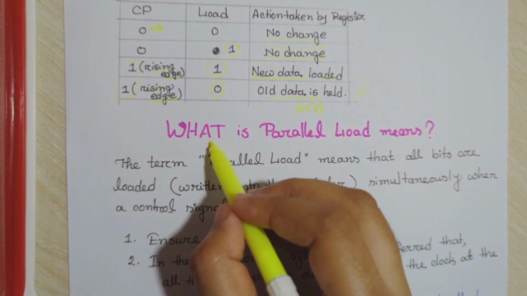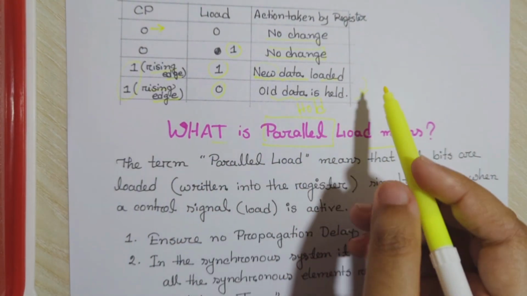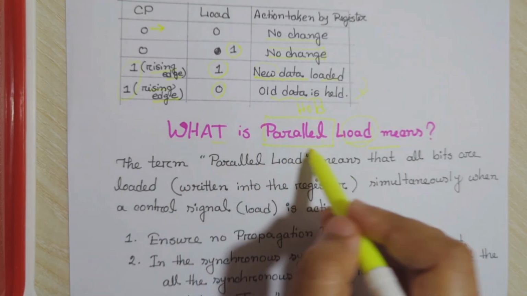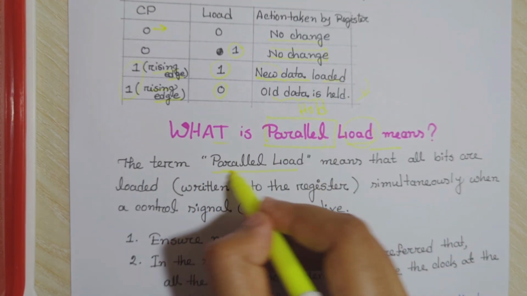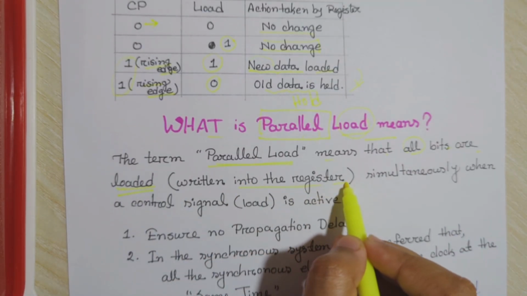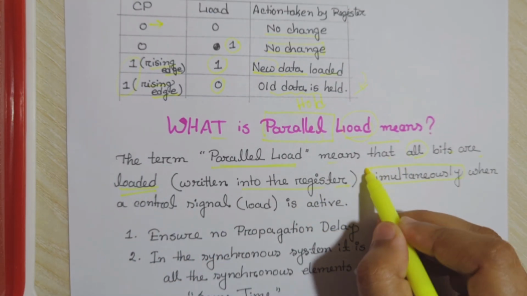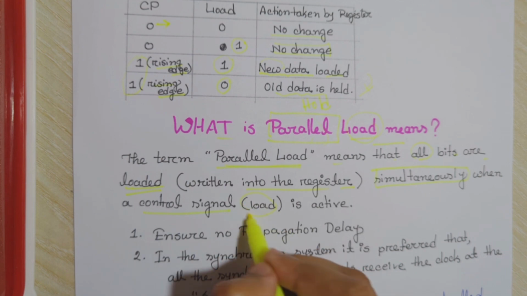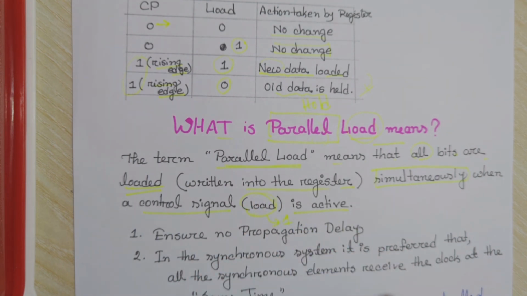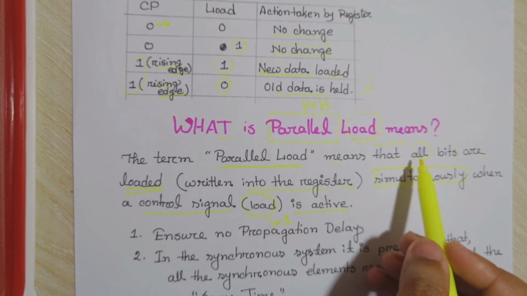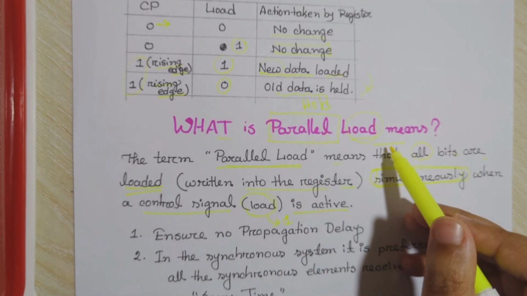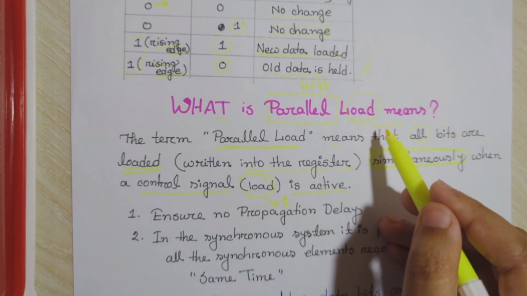Now let's see what parallel load means. We now know the working function of the load signal. Now let's see what the parallel load is. The term parallel load means that all bits are loaded into the register simultaneously when a control signal, the load, is active. At the time of load equals 1, meaning load is active, all the bits are loaded into the register simultaneously. This is why this load is called the parallel load signal.